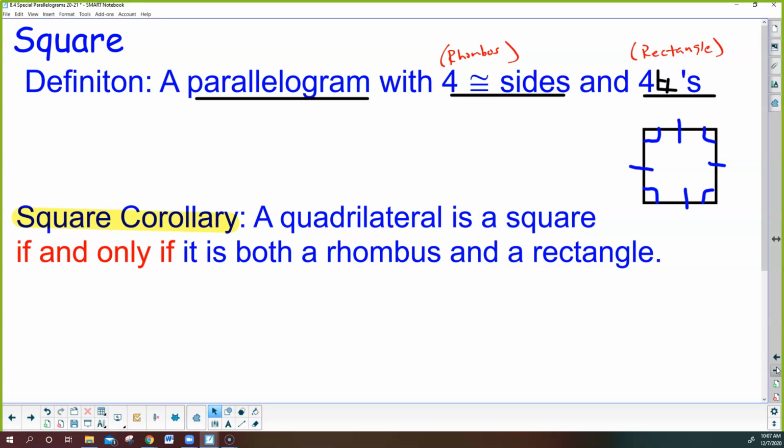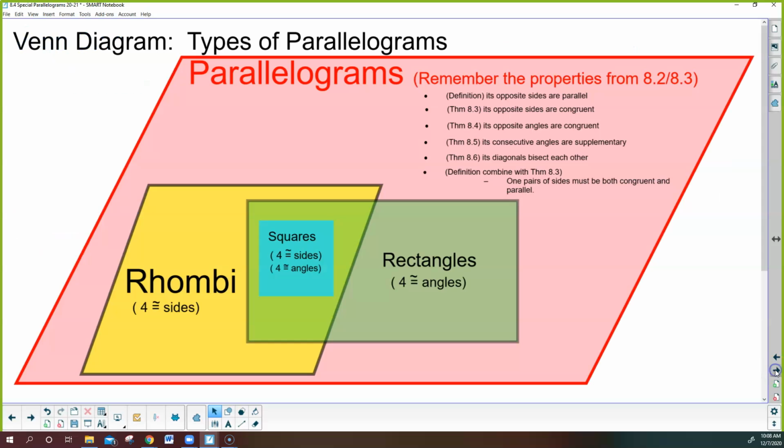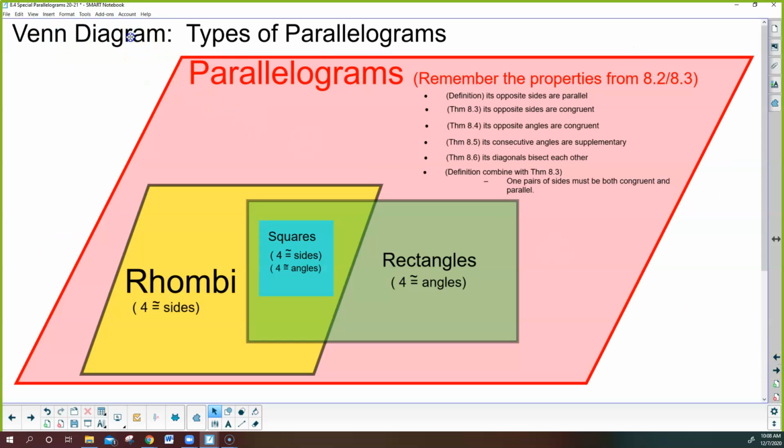I don't want you to write this next slide. I'm a visual learner, and if I can frame things in my mind visually, that helps me with properties and just the way things flow. If you like this, you can always reopen it when I post the notes. But here's a Venn diagram to give you a visualization of types of parallelograms. So remember what a Venn diagram is.